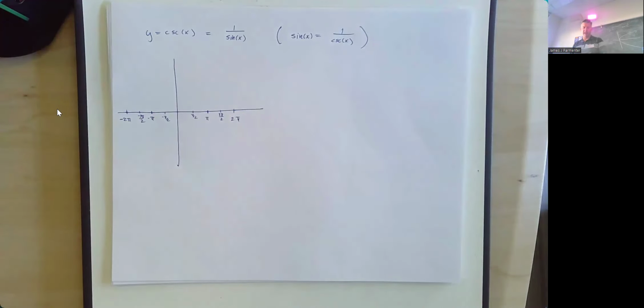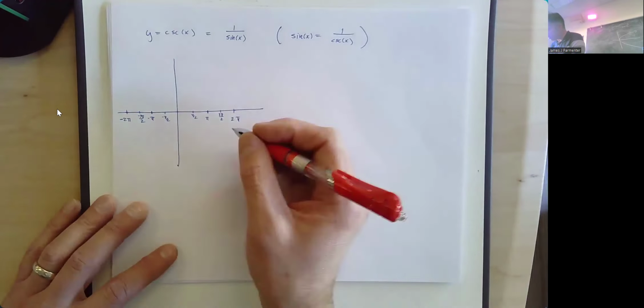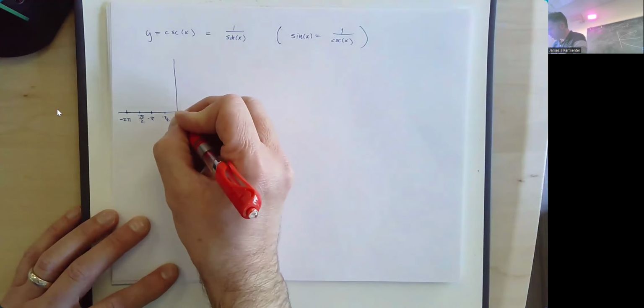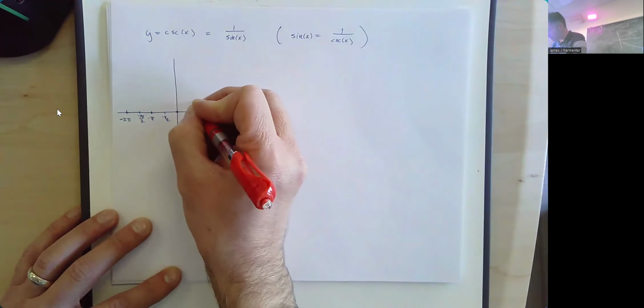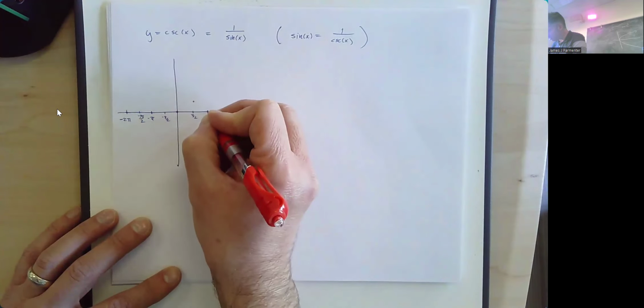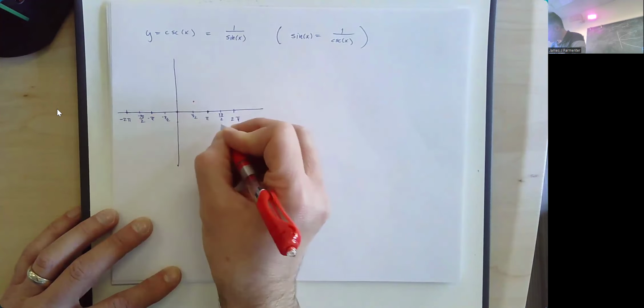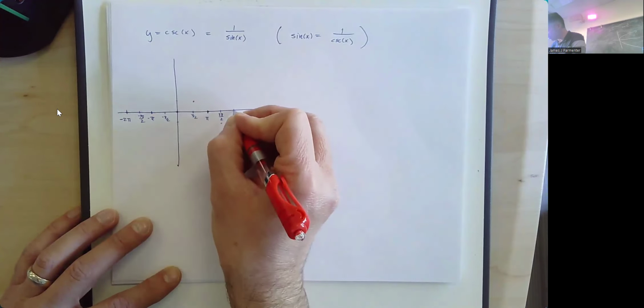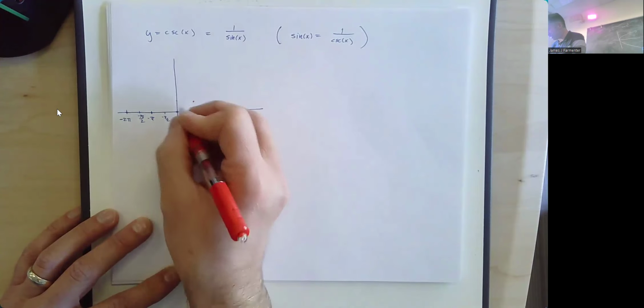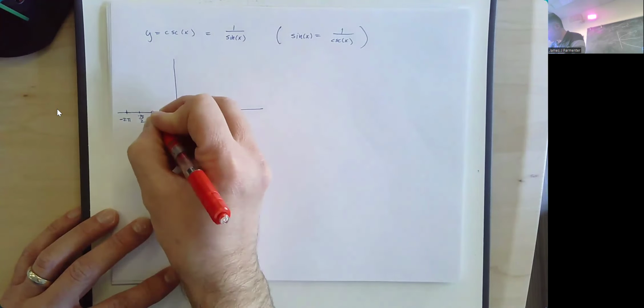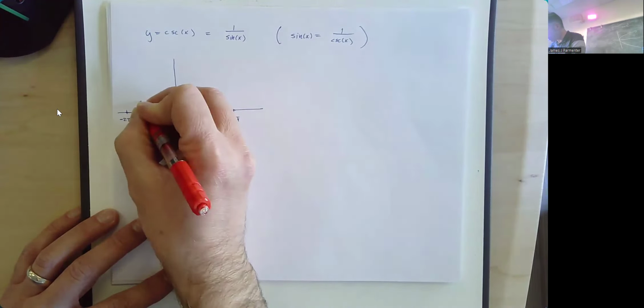Okay, so now I'm going to graph sine. Let's do it in red because we don't really want it. So sine of 0 is 0. Sine of pi over 2 is 1. Sine of pi is 0. Sine of 3 pi over 2 is negative 1. And sine of 2 pi is 0. Same thing to the left: sine of negative pi over 2 is -1, 0, 1, 0.